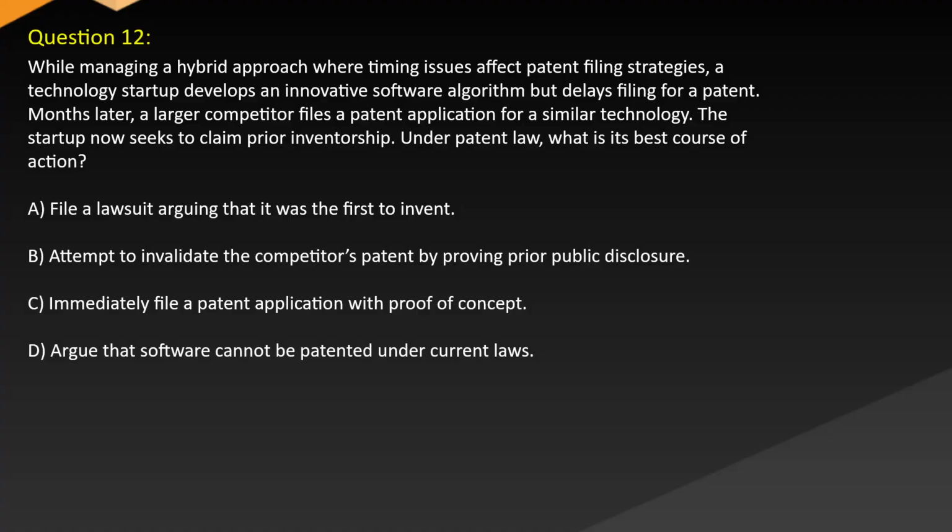Question 12. While managing a hybrid approach where timing issues affect patent filing strategies, a technology startup develops an innovative software algorithm but delays filing for a patent. Months later, a larger competitor files a patent application for a similar technology. The startup now seeks to claim prior inventorship. Under patent law, what is its best course of action?